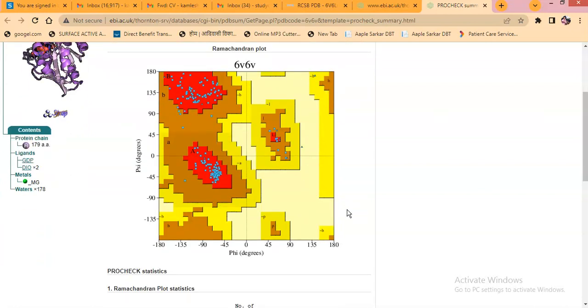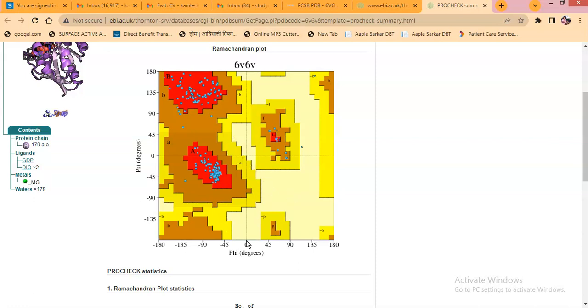So what does this plot indicate? Here are the psi and phi angles. These psi and phi angles are generally the bond angles between the amide and carbonyl bond. In a protein there is a carbonyl group and an amide bond that make a particular angle, and that angle is drawn in this plot.